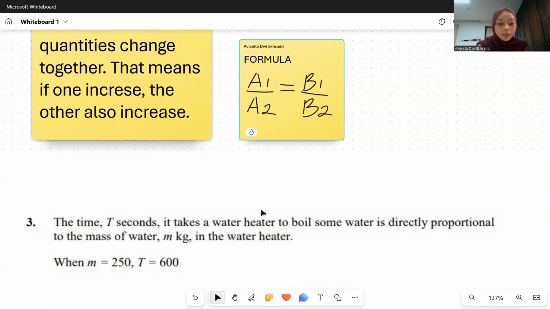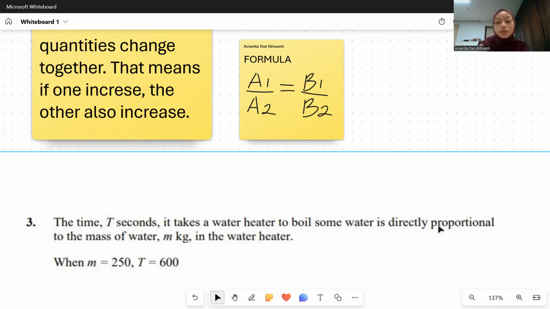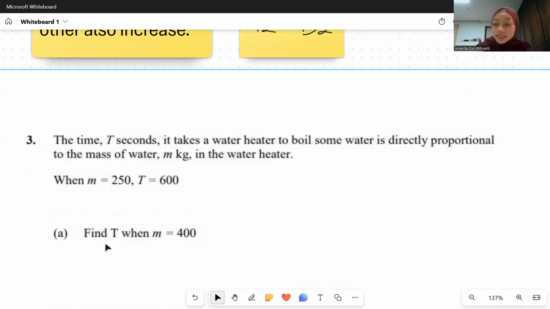Next, I have a math problem about time, in seconds. The time it takes a water heater to boil some water is directly proportional to the mass of water, m kilograms, in the water heater. So when m is equal to 250, t equals 600. The question is: find t when m equals 400.